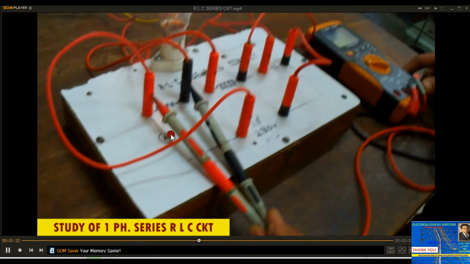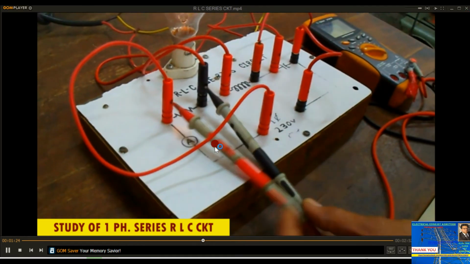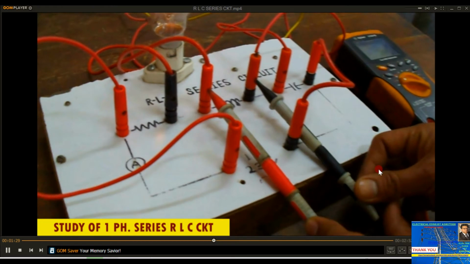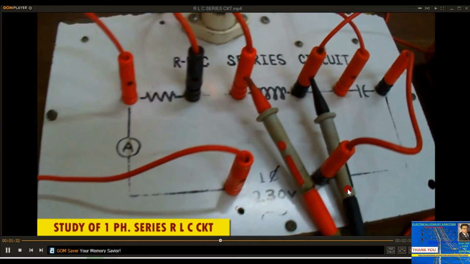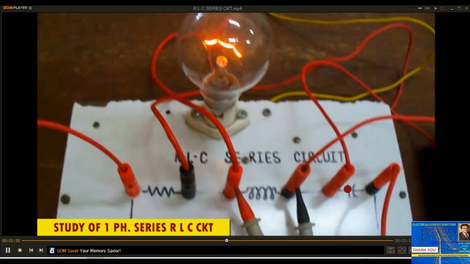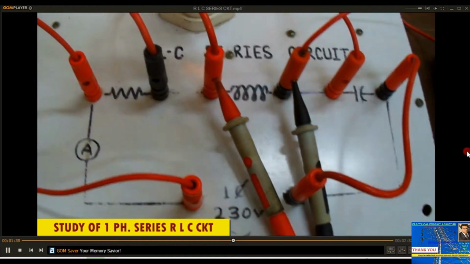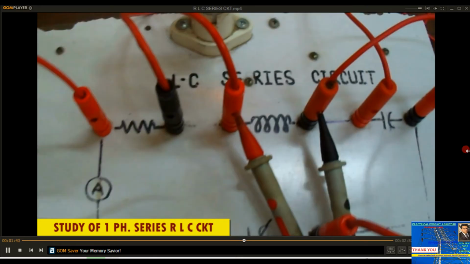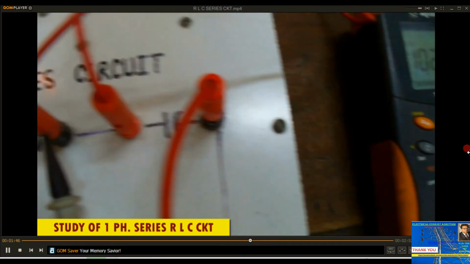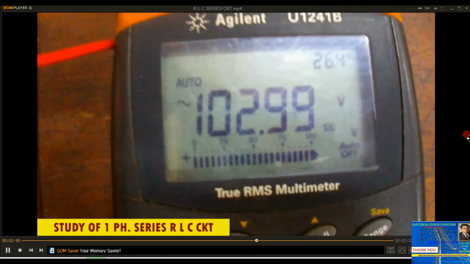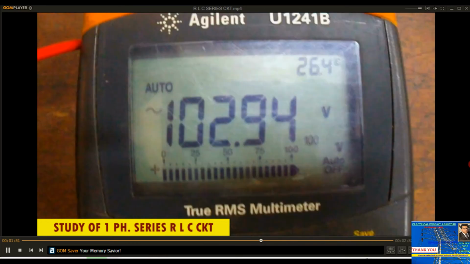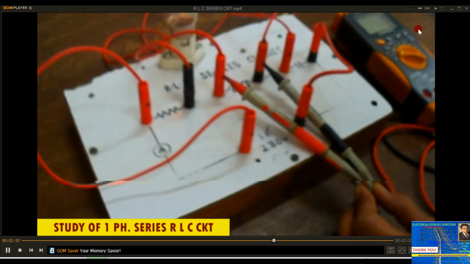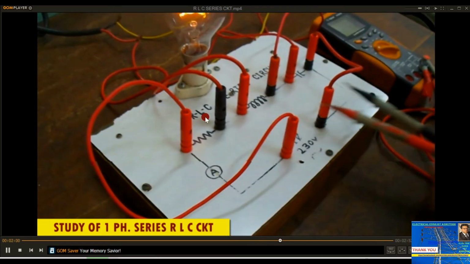Then remove these electrodes from here and connect across the inductor. Now we are measuring voltage across inductor. See the readings. How much? This is the reading of voltage across inductor, 103 around. Then you can take the reading directly from here and use it for calculation.